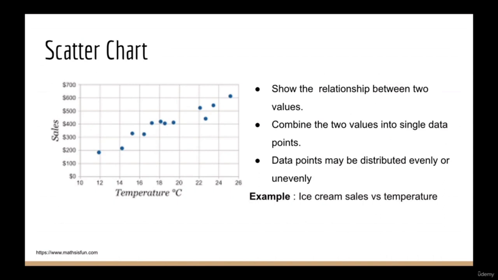In the example we have here, we're showing a scatter diagram of ice cream sales versus the outside temperature. So the local ice cream shop keeps track of how much ice cream they're selling versus the noon temperature on a specific day. The diagram shows their figures for the last 12 days. It's easy to see that warmer weather would lead to more sales.